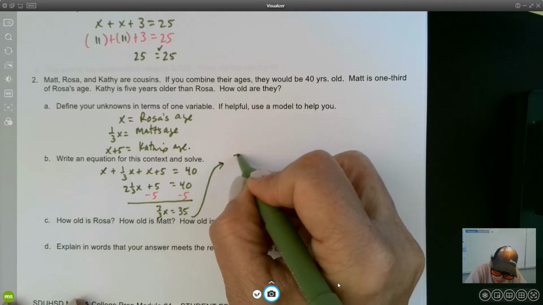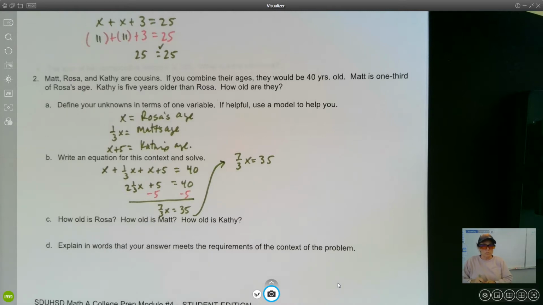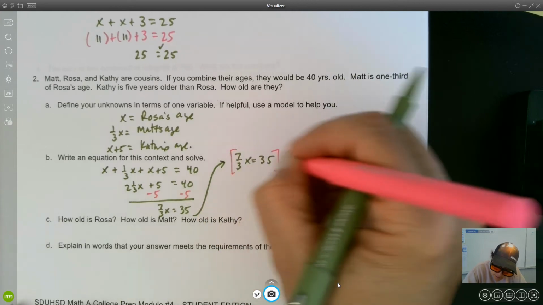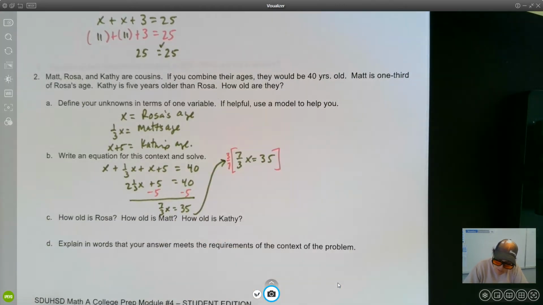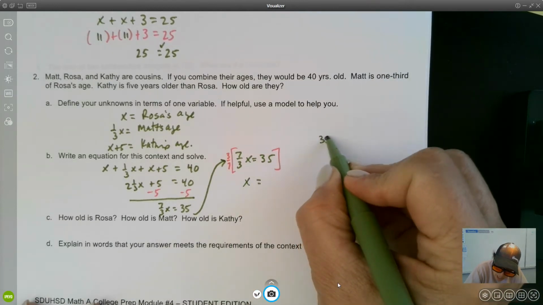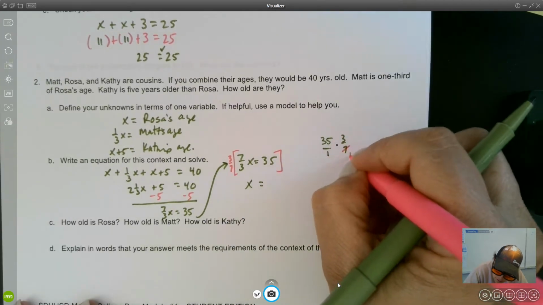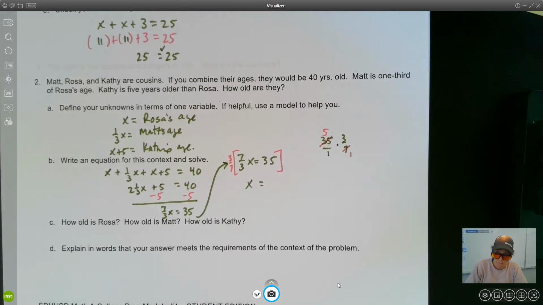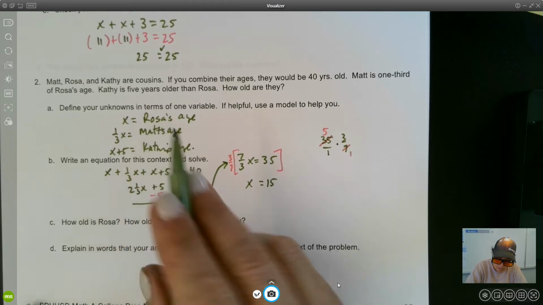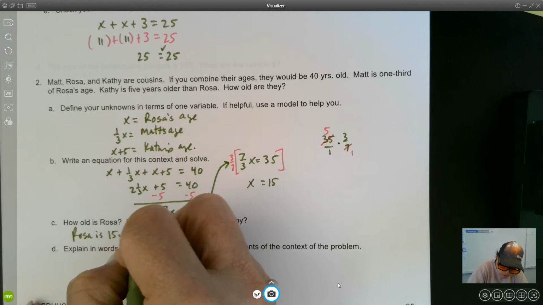Let me rewrite it up here. 7/3 x equal 35. Okay, now we need to multiply by the reciprocal of 7/3, which is 3/7. That would give us 1x. Okay, and if we do 35 over 1 times 3/7, you see 15? x is 15, that's Rosa. Okay, Rosa is 15 years old.